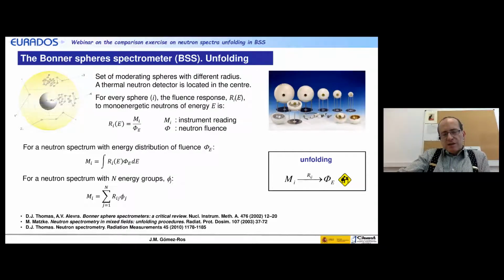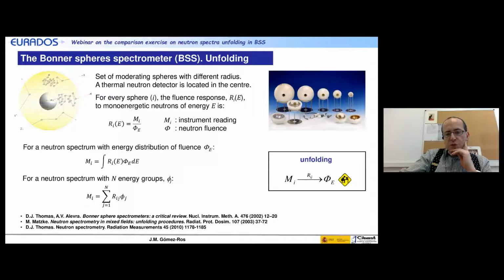We have a thermal neutron detector at the center of different moderating spheres. We can calculate the response as a function of energy. If we have these response functions for the different spheres, we actually have a response matrix. So in terms of an integral, the counts measured with every sphere can be expressed as the folding of the response matrix with the fluence spectrum. When we have a given energy binning, this integral is replaced by a summation.